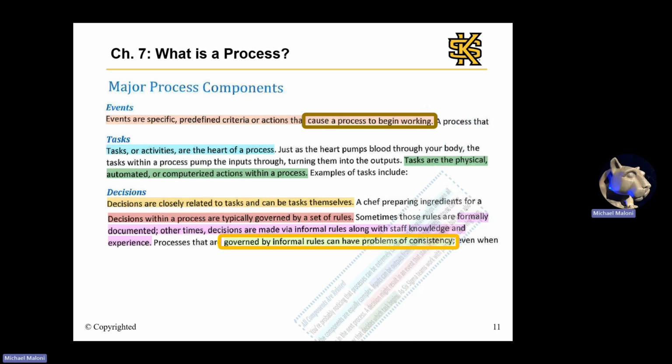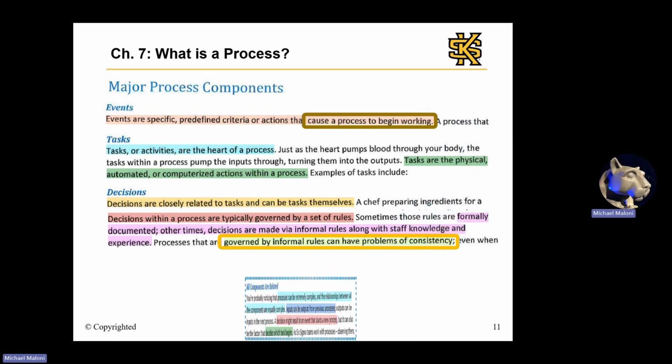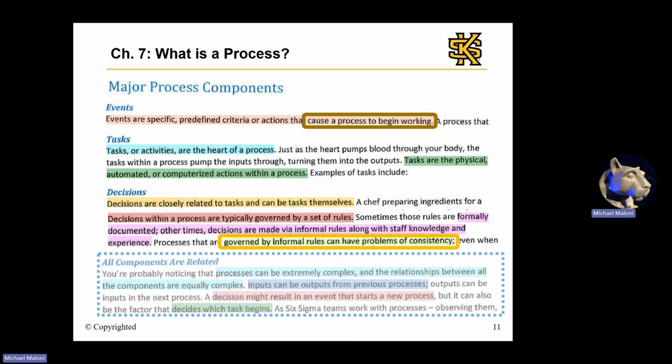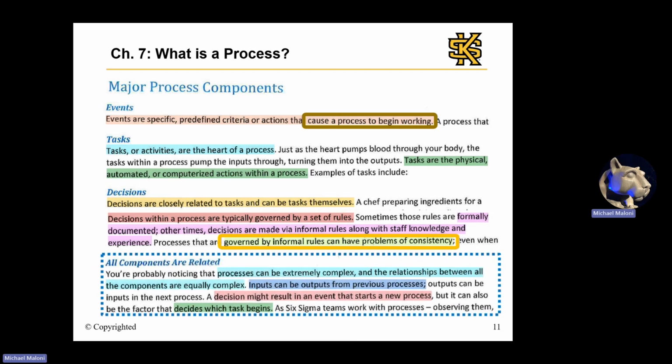The text again notes how all of these components are interrelated, such as outputs of one process become inputs to another process, or decisions impact specific tasks and may also create an event that starts another process.